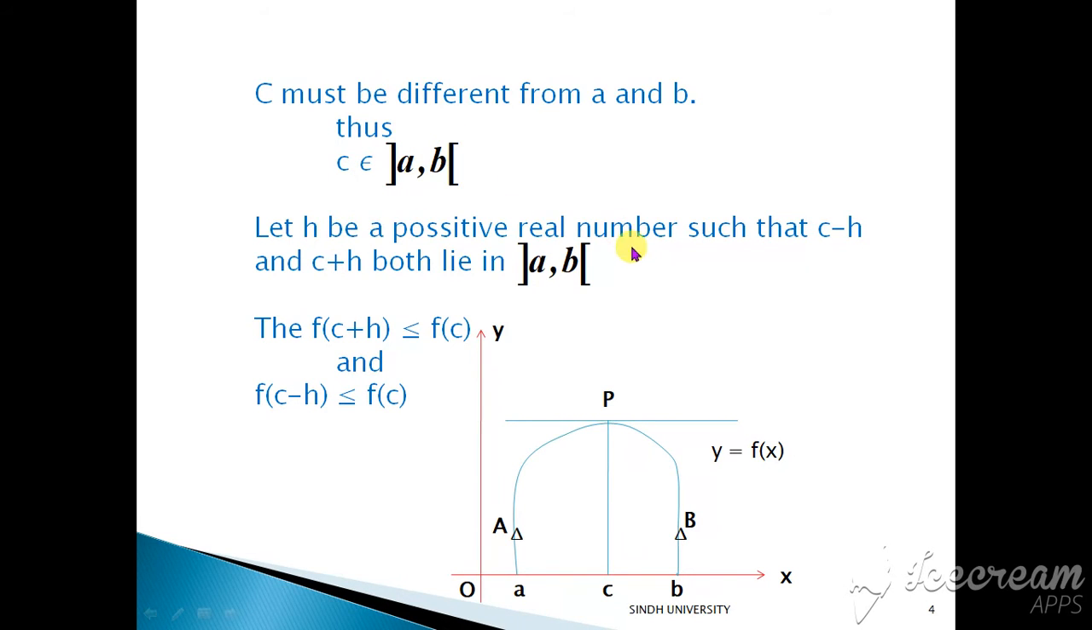Let h be a positive real number such that c minus h and c plus h both lie in the interval (a, b). Then f(c plus h) is less than or equal to f(c), and f(c minus h) is less than or equal to f(c). On this graph, this is the curve, and this is a tangent line on it. P is any point, y is equal to f(x) is a function, O is the origin, and these are the x-axis and y-axis. A, C and B are points satisfying these conditions. This is the graph of it.